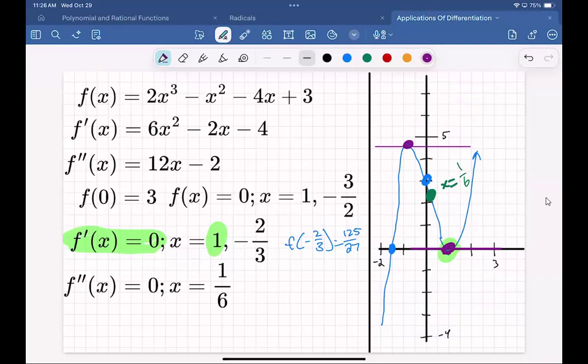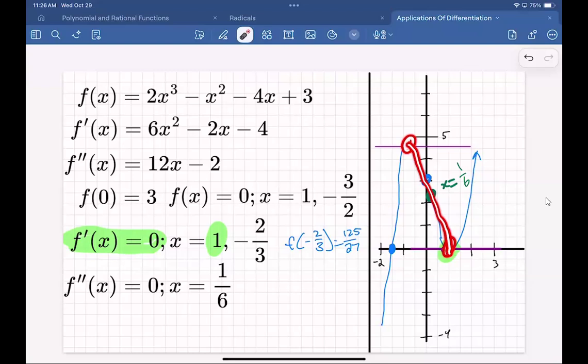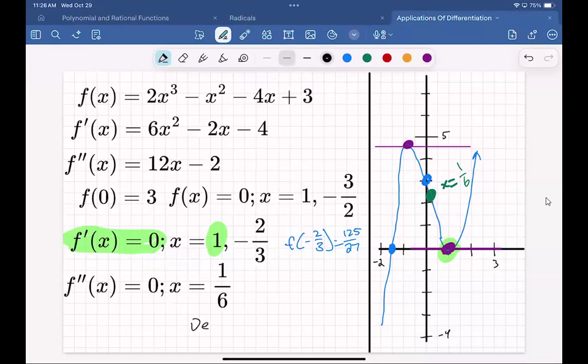My question for you before we go on to the next one: what's going on from this point to this point? What's the function doing? It's decreasing, right? We can get the intervals of decreasing, increasing, and all that now that we know how to find where these critical points occur. We can go in now and say, hey, I know my function is decreasing from that -2/3 to 1 without even looking at the graph.